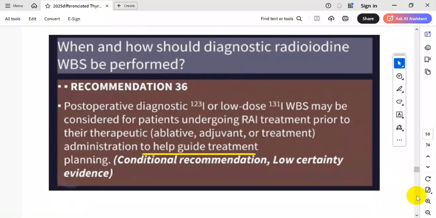Here, when and how should a diagnostic radioiodine whole body scan be performed? Post-operative diagnostic 123I or low dose 131I whole body scan may be considered for patients undergoing radioiodine therapy prior to their therapeutic ablative or adjuvant treatment administration, to help guide treatment planning.